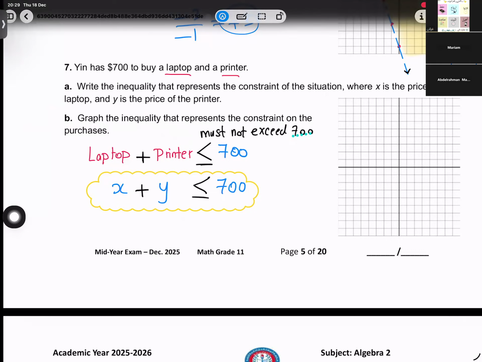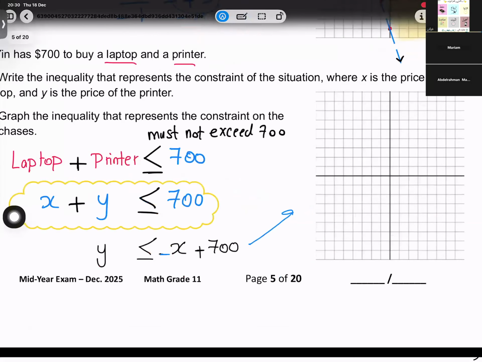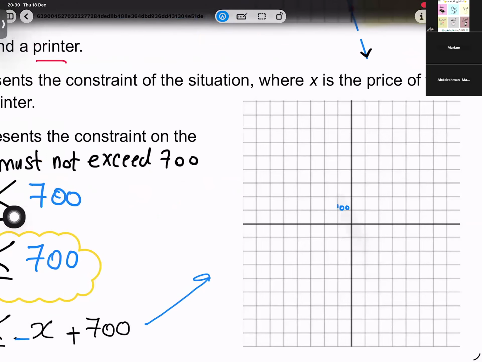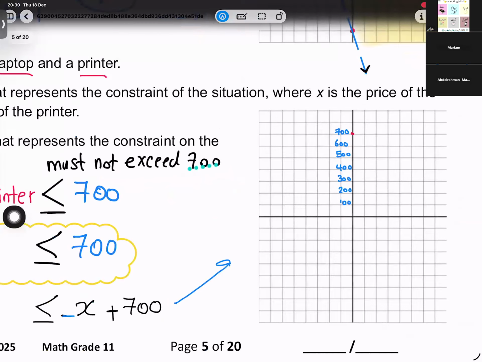We will do the same steps: isolate y and find the y-intercept. How can we do it in the graph? Here y is less than negative x plus 700. How can we write 700 on the graph here? Instead of doing ones, you make it 100, 200, 300. Excellent. So smart. 600, 700 and so on, we continue like this.